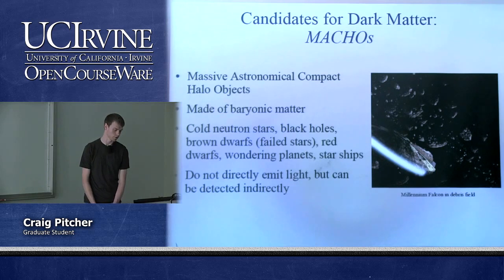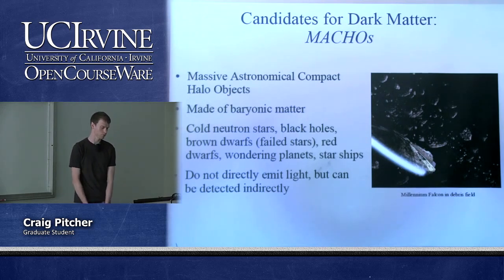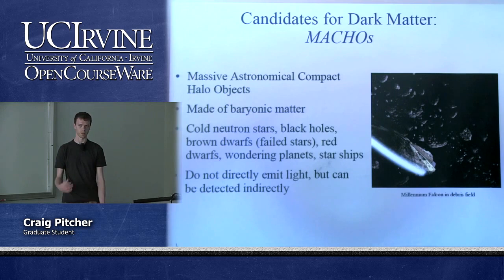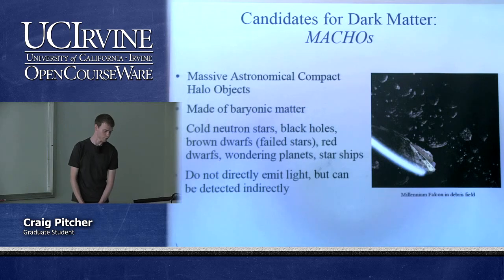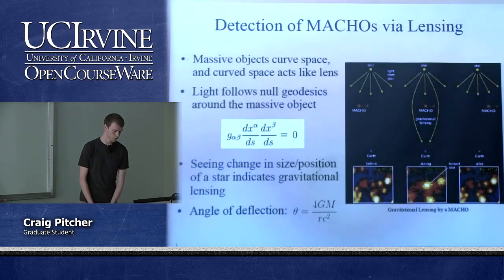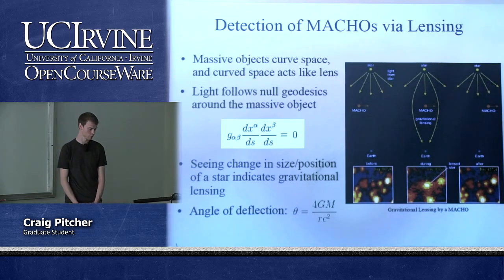There are a lot of other candidates, such as MACHOs, which stands for Massive Astronomical Compact Halo Objects. MACHOs are just made of ordinary matter. So there are things like neutron stars, black holes, brown dwarfs, red dwarfs, which are very faint stars, wandering planets and asteroids, and maybe starships. There's a lot of other things in the universe besides just gas and stars. These don't directly emit light, but we can detect them through things like gravitational lensing. I'm not going to go into that very much since Anna's talking about that next.